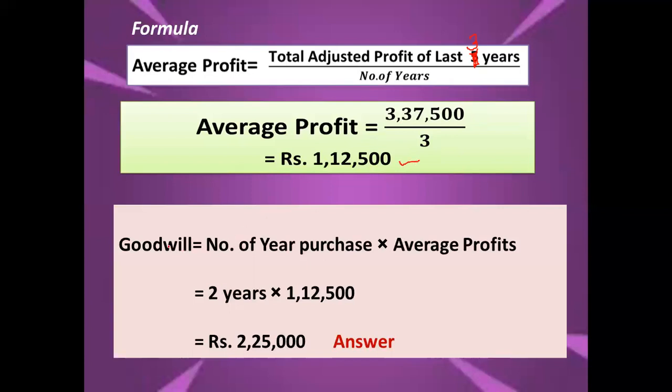For calculating goodwill, again we'll write the formula first because this is a necessary step: number of years' purchase into average profit. Average profit we calculated as 1,12,500, and the number of years' purchase is given in the question, that is 2 years. So the answer comes to 2,25,000. So this is the average profit method and I hope this is clear to you. Follow all the steps and practice this method. Thank you.